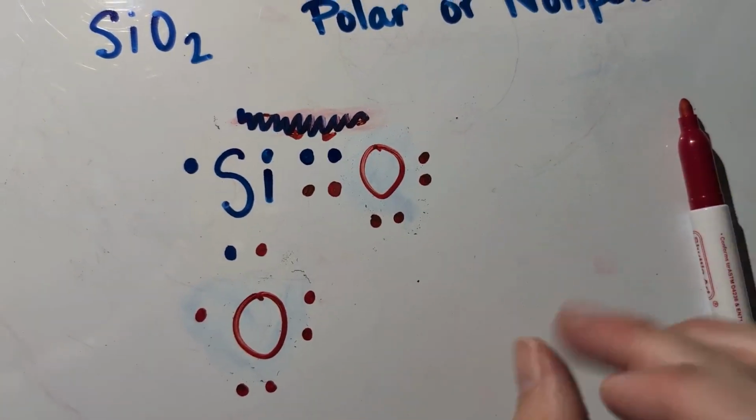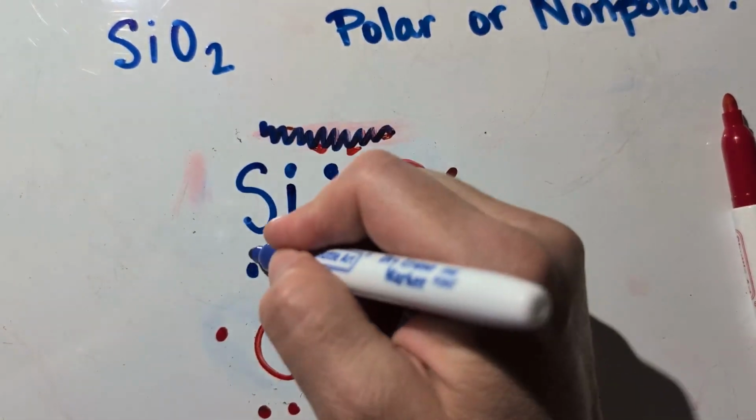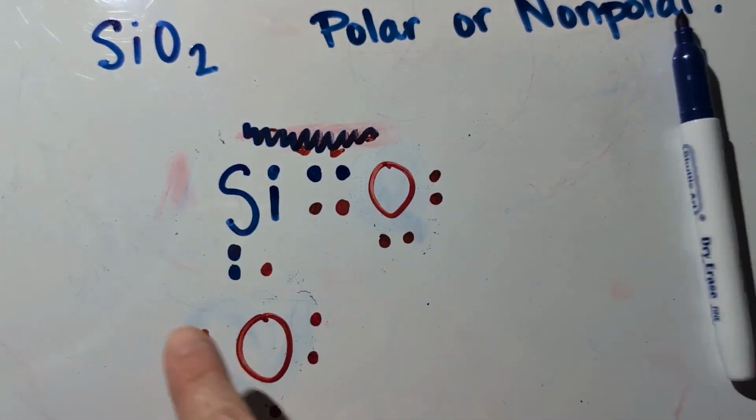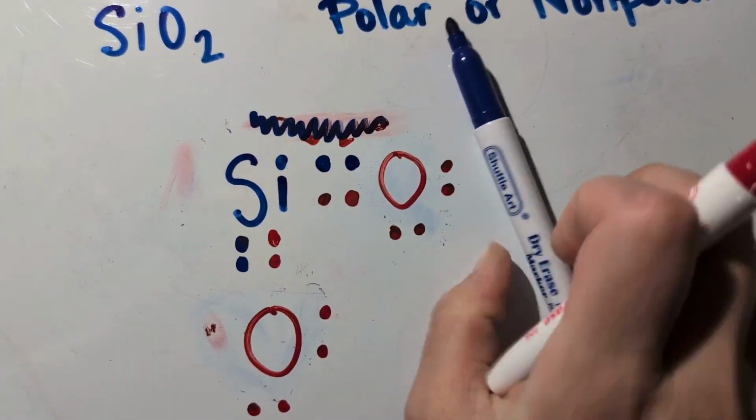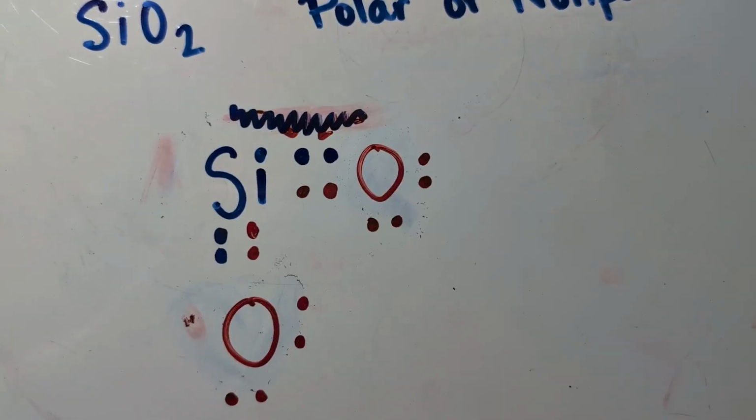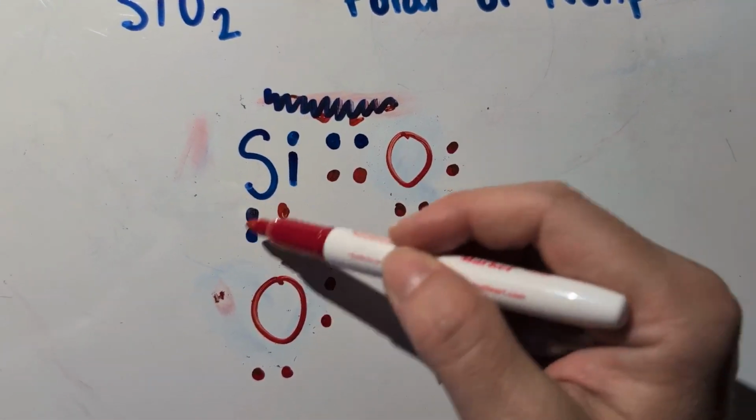And then the same thing is going to happen with these other 2. So this one, we're going to put it here, and this one, we're going to put here. So we now have a double bond here and a double bond here.